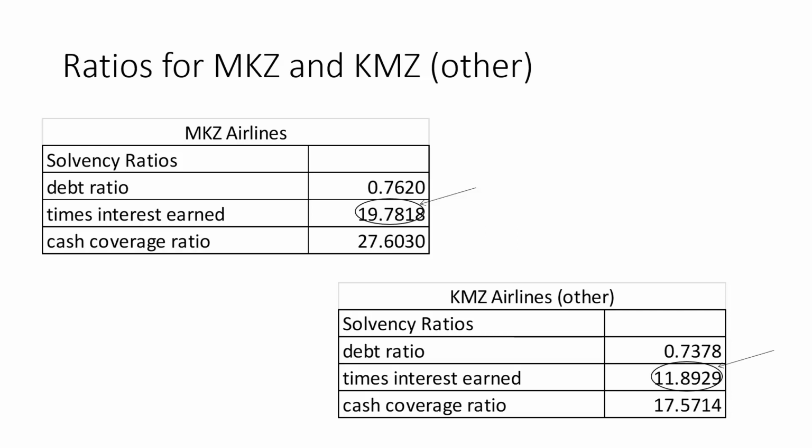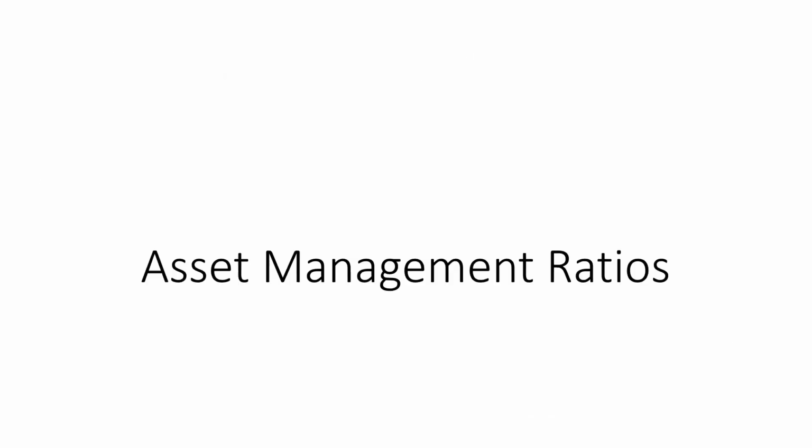So again, very large for the larger airline. And then the cash coverage ratio is also very large for the larger airline. So we're not just talking about the size here, we're also talking about the proportion. The proportion of cash that is earned in operations by the larger MKZ airline as compared to its interest paid is also very high, and that is being reflected in that ratio of 27.6.